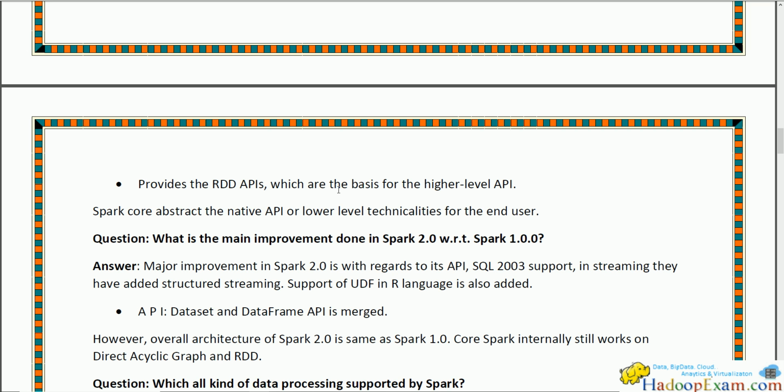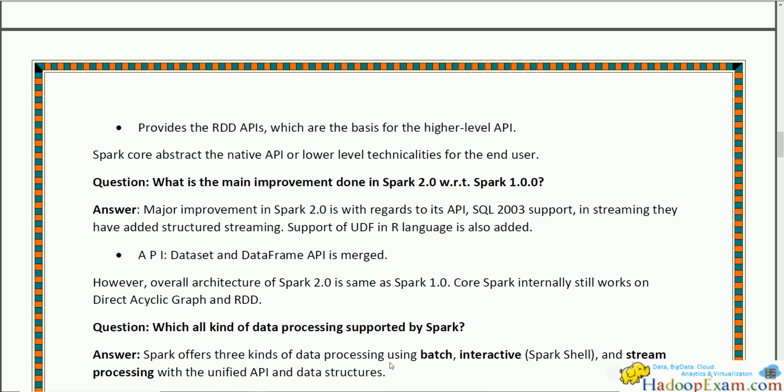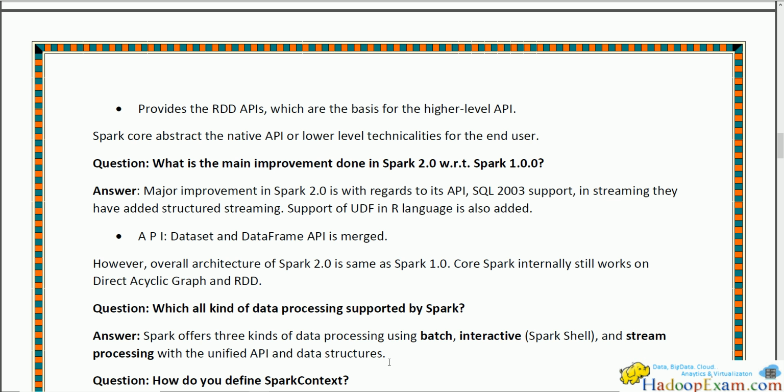Question: What is the main improvement done in Spark 2.0 with respect to Spark 1.x? Answer: The major improvement in Spark 2.0 is with regard to its API. SQL 2003 support. In streaming, they have added Structured Streaming. Support of UDFs in R language is also added. In the API, the Dataset and DataFrame APIs are merged. However, the overall architecture of Spark 2.0 is the same as Spark 1.0, because Spark internally still works on directed acyclic graphs and RDDs.